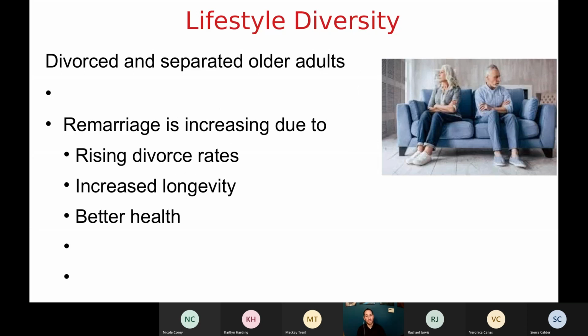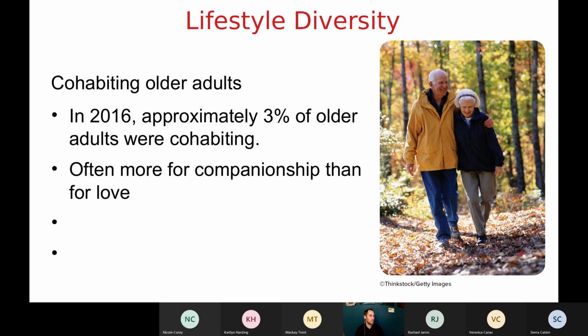So remarriage is increasing, like I just mentioned a minute ago. A lot of this is because of rising divorce rates, but a lot of it comes from increased longevity as well as better health overall. If a late adult has better health and wants to get divorced, or maybe even get remarried, it's more of a viable option when they're going to be living another 20, 30, or 40 years in late adulthood. 40 years from late adulthood would be about 100 or 105.